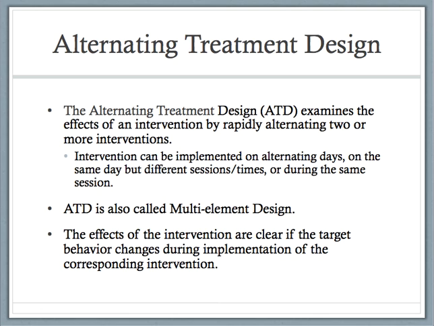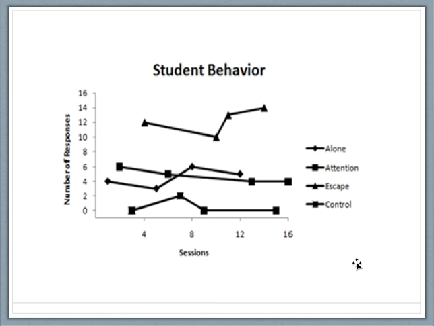The effects of the intervention are clear if the target behavior changes during implementation of the corresponding intervention. So let's look at a graph to give us a better idea. Now, this is a graph that I pulled off the internet, and you can tell that it's of a functional analysis, but it's still a good representation of what an alternating treatment design graph would look like.